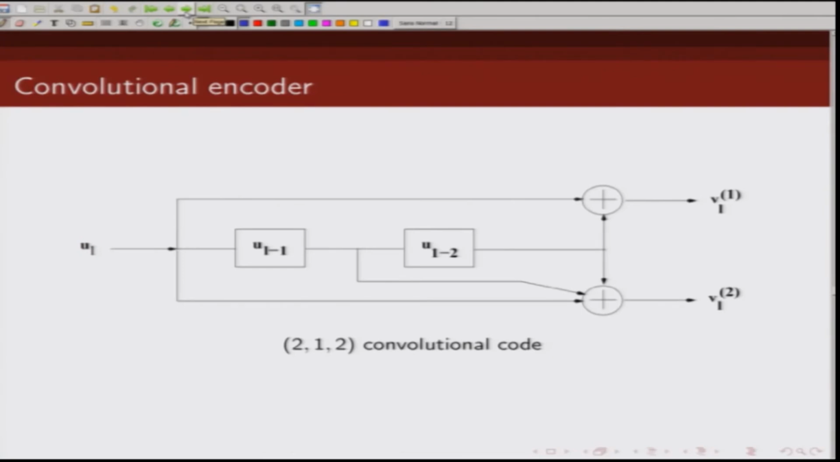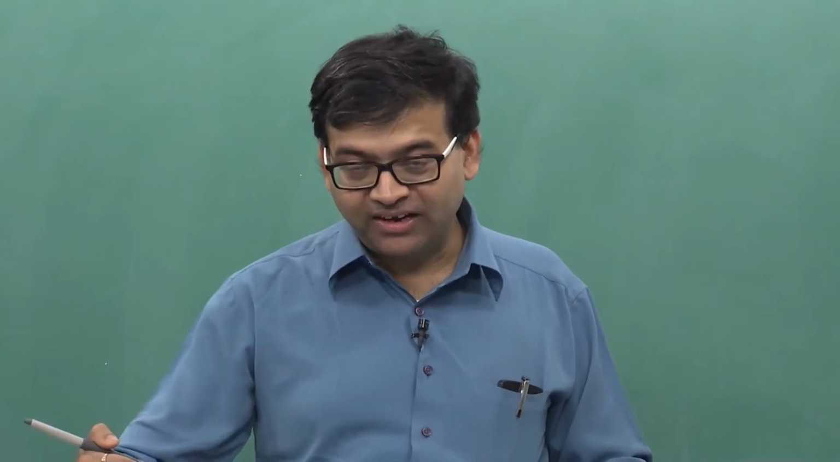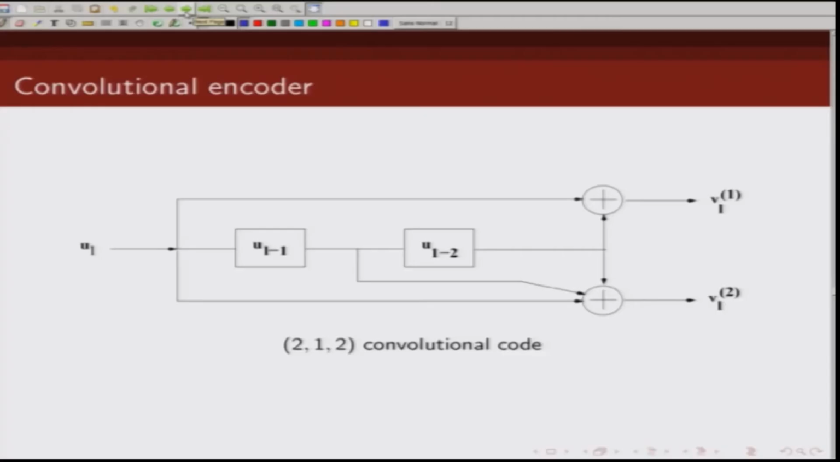Now, let us take an example to illustrate how we can find the weight enumerating function of a convolutional code. So, we are going to consider a rate 1 by 2 convolutional code whose memory is 2. So, this is the convolutional code. We can see basically V_L1 is U_L plus U_{L-2} and V_L2 is nothing but U_L plus U_{L-1} plus U_{L-2}. This is our convolutional code.